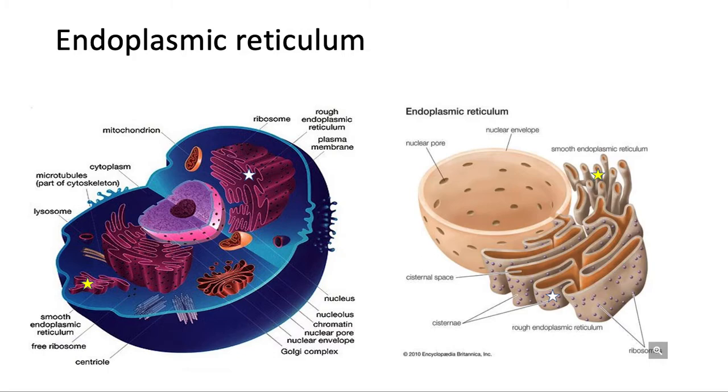smooth endoplasmic reticulum. On the left you can see rough endoplasmic reticulum, and it is shown by the white stem, and smooth endoplasmic reticulum on the right is shown by the yellow stem. Rough endoplasmic reticulum is named for its rough appearance, which is due to the ribosomes attached to its outer cytoplasmic surface.